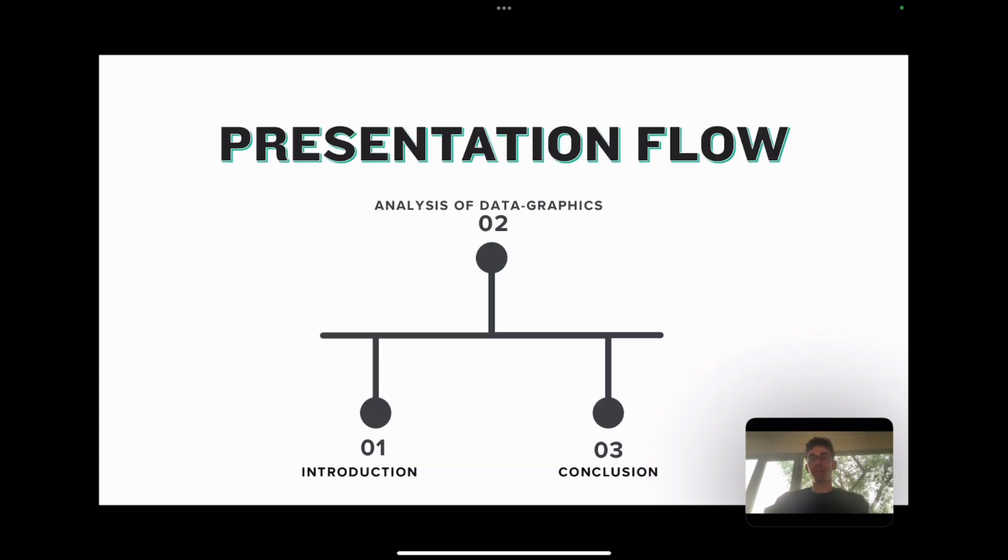Here is our presentation flow. First, I'll give a brief introduction to the study and its purpose. Then I'll show how we categorize the variables and analyzed. After that, we'll look at each variable's data and graphs one by one. Finally, I'll share the key conclusions from our analysis. This flow will help us understand the data step by step.